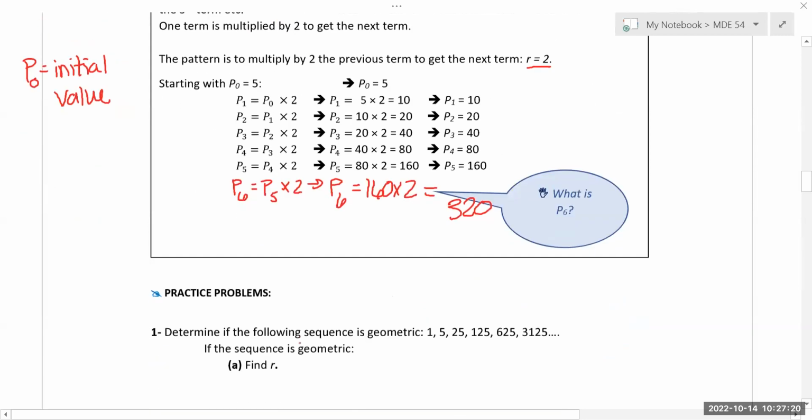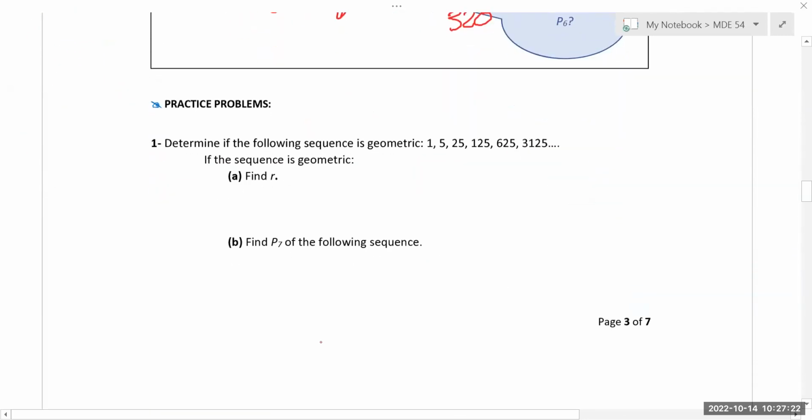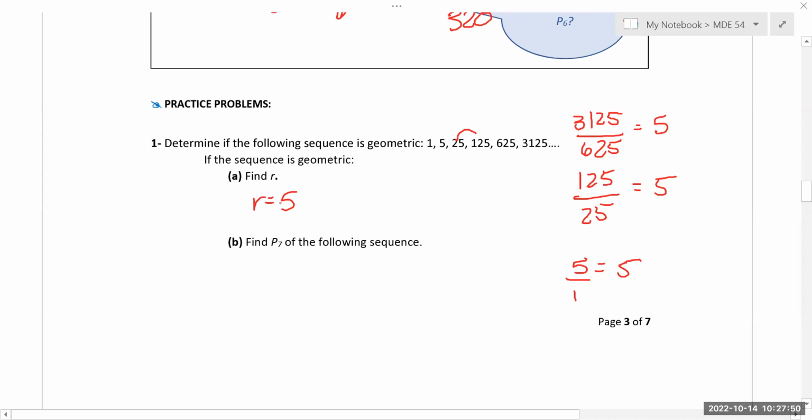So to determine if something is geometric or not, it's got to have that common ratio. So I should be able to divide any term by the previous and get the same one if it's geometric. So I'm going to take my 3125 and divide by 625. That gives me a 5. But that should hold for all of them. 125 divided by 25, 5 divided by 1. Okay, so it definitely is geometric with a 5.